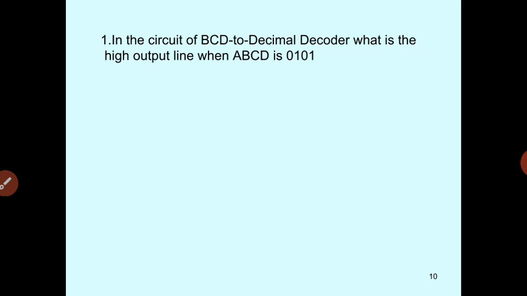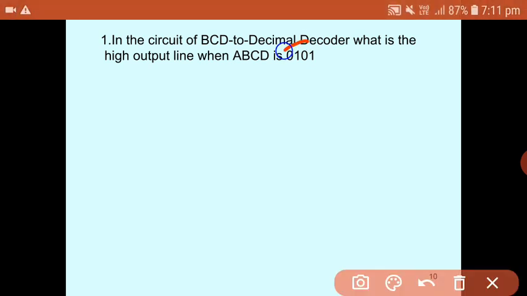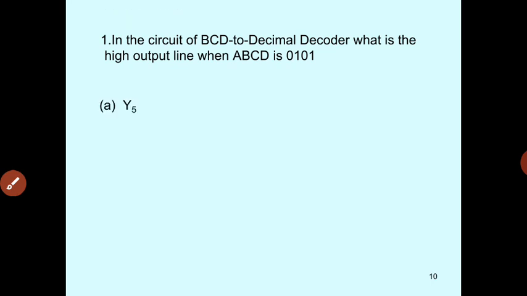In the circuit of BCD to decimal decoder, what is the high output line when ABCD is 0101? If you consider the BCD to decimal decoder, the input given is 0101, which is equivalent to 05. So that means the Y5 output will be high. What is the high output line when ABCD is 0101? Y5. So option A is correct.